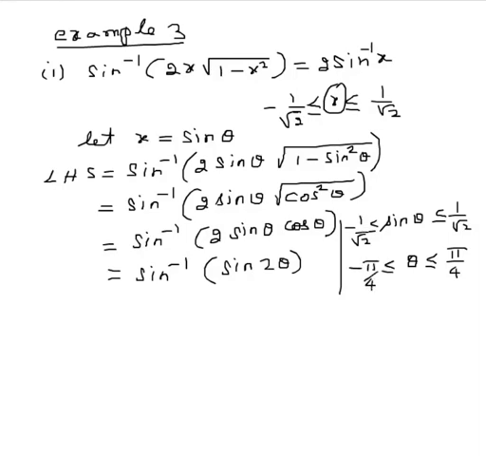But we have to check for 2 theta whether it is in the principal value branch or not. So multiply throughout by 2. Pi by 4 into 2 will become pi by 2, so minus pi by 2 is less than or equal to 2 theta, less than or equal to pi by 2. Now 2 theta is in the principal value branch of sine inverse, because principal value branch for sine inverse is closed interval minus pi by 2 to plus pi by 2. We know it comes under the principal value branch. That's how sine inverse and sine could be cancelled.